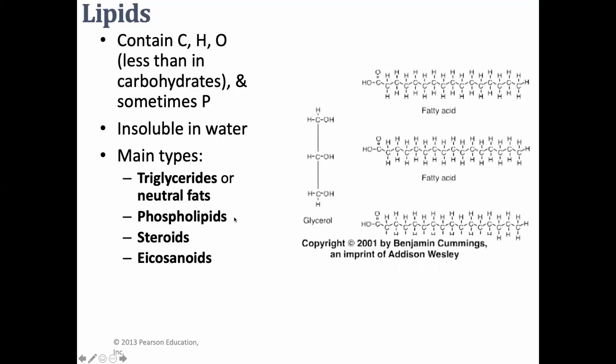Things that are made from triglycerides include phospholipids, okay? And you can also have lipid molecules that have carbohydrates attached to them in some cases. Then there are steroids, which are made from a different type of lipid, and eicosanoids, which are made from fatty acids. So let's take a look at lipid.